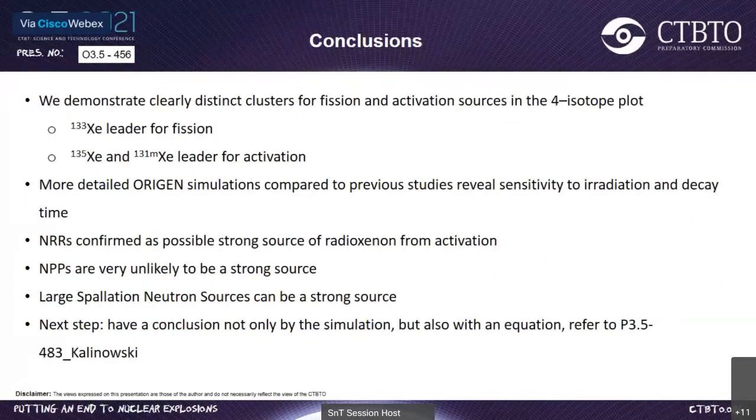So for the conclusion, we demonstrate clearly distinct clusters for fission and activation sources in 4 isotope plots. And we show that Xenon-133 is the leader for fission, while Xenon-135 and Xenon-131m are leaders for activation. More detailed ORIGEN simulations compared to previous studies reveal sensitivity to irradiation and decay time. Nuclear research reactors are confirmed as a possible strong source of radioxenon from activation. Nuclear power plants are very unlikely to be a strong source. Large spallation neutron sources can be a strong source.